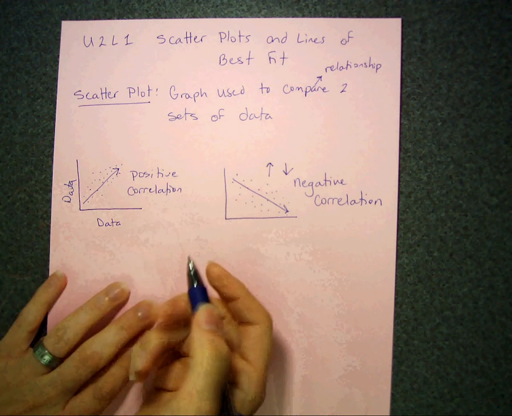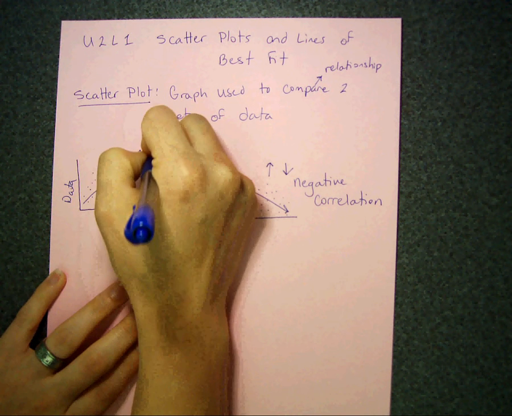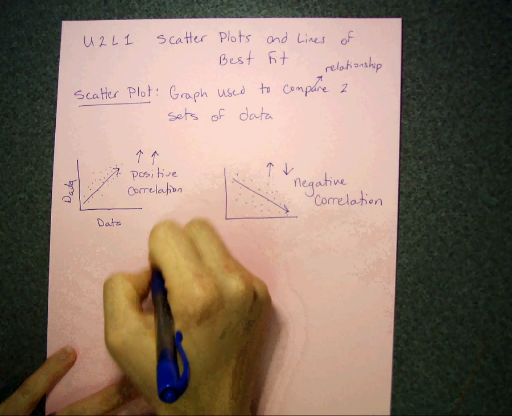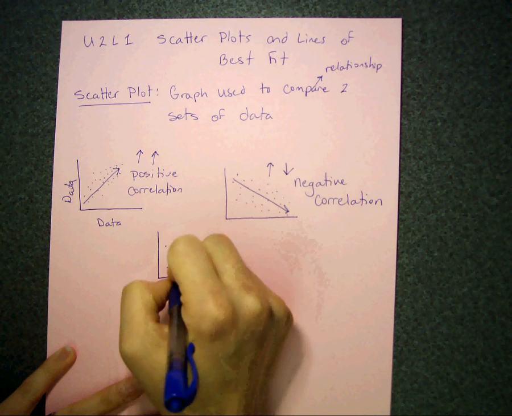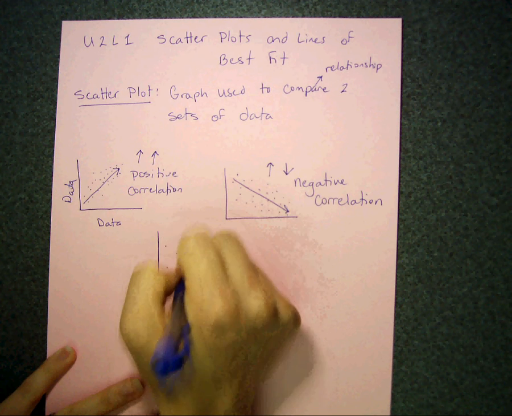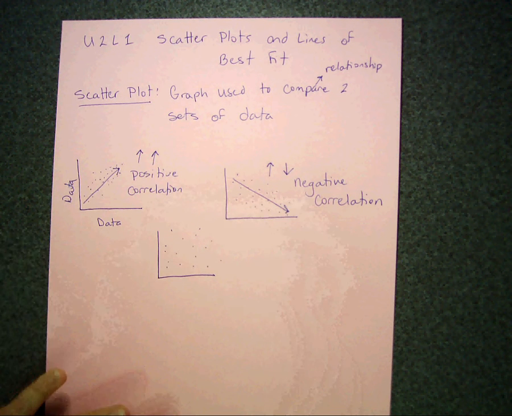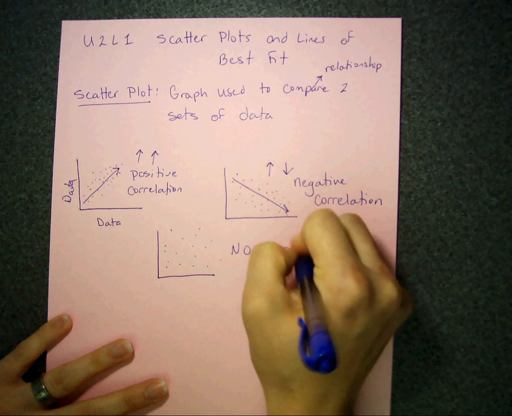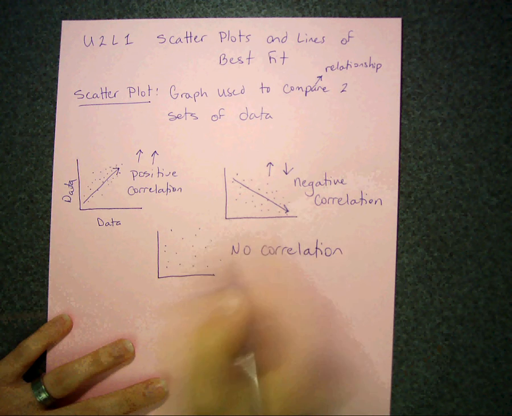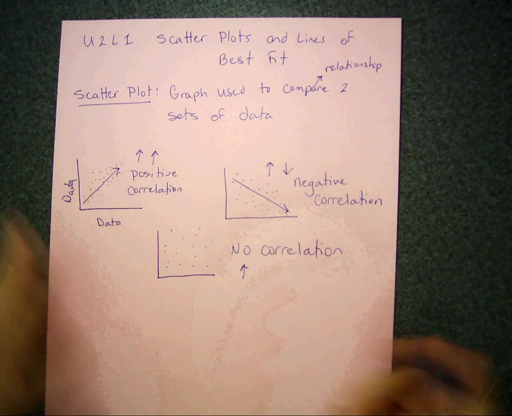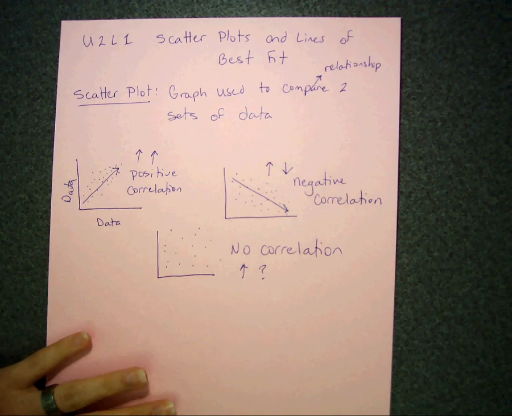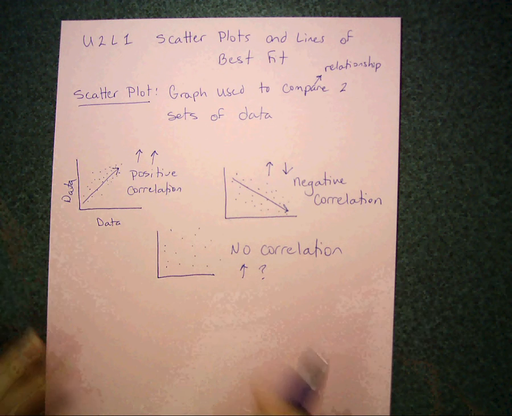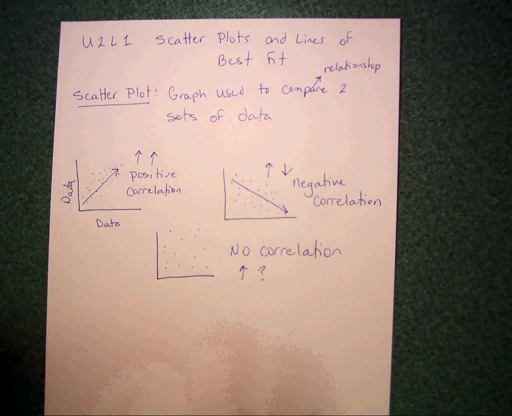And then the third type of correlation that we could have is if it's all just kind of crazy, all over the place. I don't really see an actual pattern. Then we say that there's no correlation. One could go up, and there's really no way to predict what the other one is going to do. Sometimes it goes up, sometimes it goes down. So we could have positive correlation, a negative correlation, or no correlation at all. And so we use the scatter plot to see what type of relationship they have.